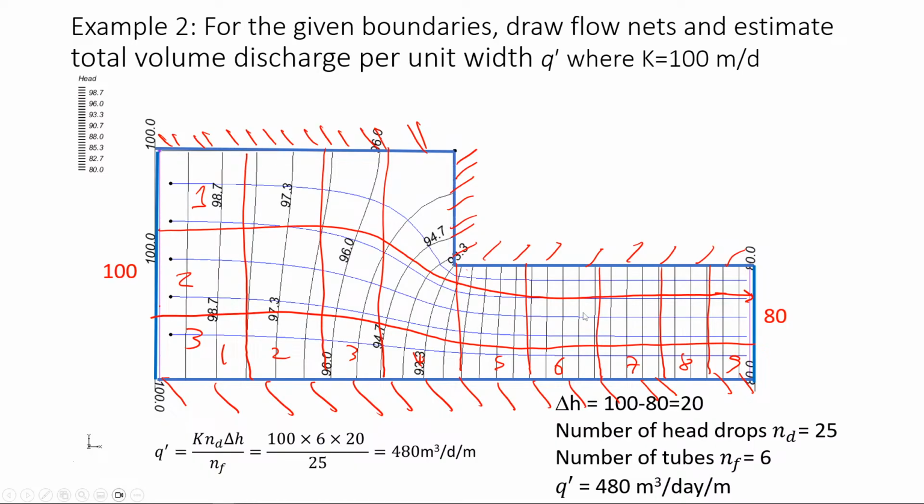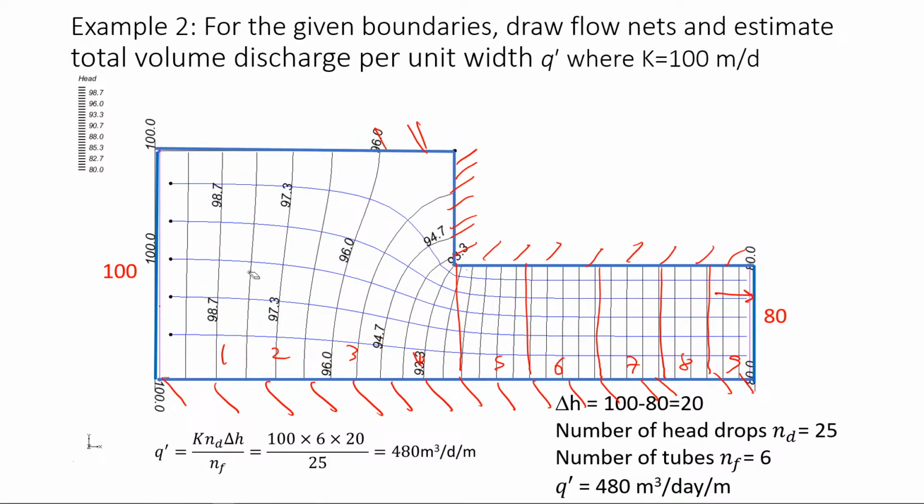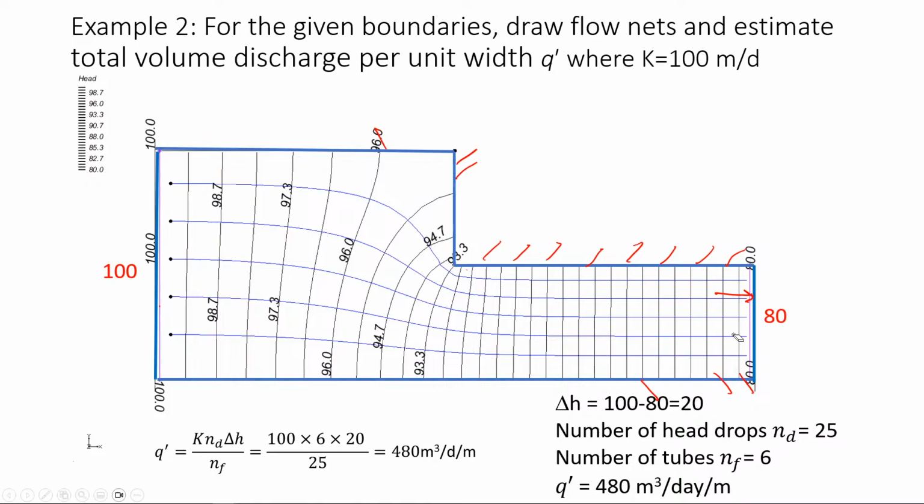So let's see, these are the solutions that I have. This is another solution which is more careful than the one I did, more refined. You see some good squares here, much better than the ones that I had. So you can do this, and that's your flow line, that's your flow line, and that's your equipotential line.